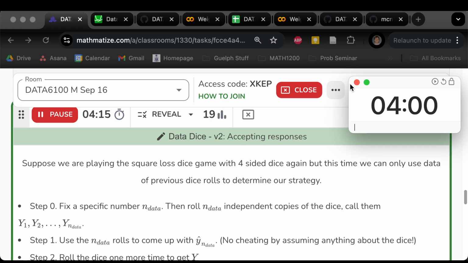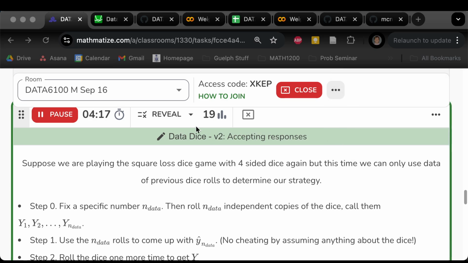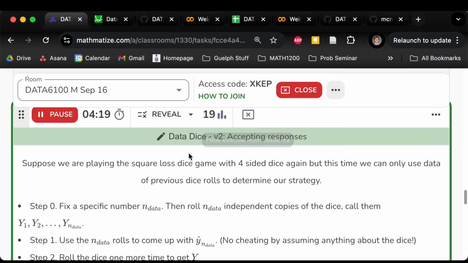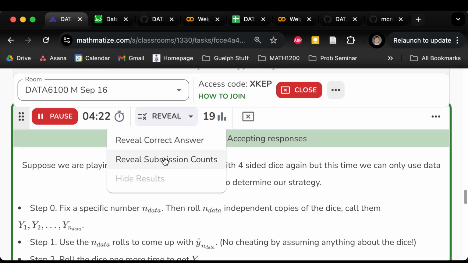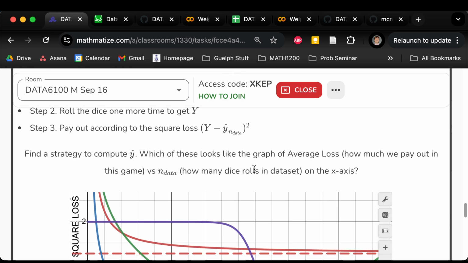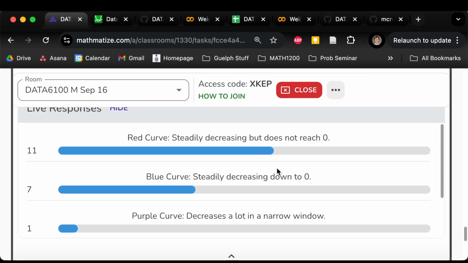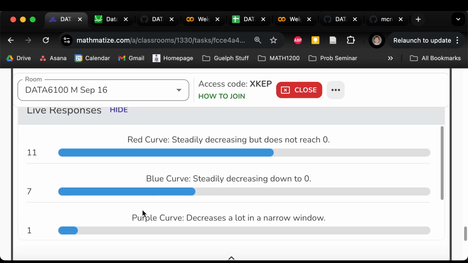Okay, here we go. Let's see what people said. So, I told you green was wrong. What did people say? People switched to? Okay. Red or blue? Okay, one person is in purple.